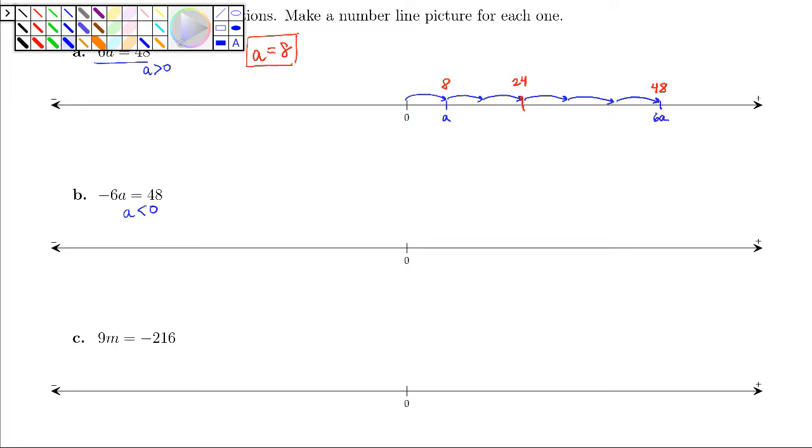So I'm going to make A there, some negative number. And this says if I take negative 6 times A, so once again I'm doing the opposite of 6 times A, or I'm removing copies of A, so this is negative A 6 times.